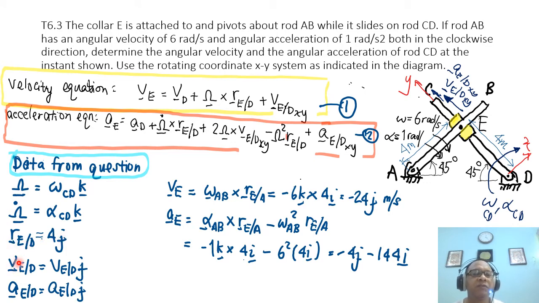What is the velocity of E relative to D? I do not know, but I know that the direction is in the J direction. The slider can move up and down, so it is in the direction of positive Y. So the magnitude is V relative and the direction is J. So I put VE relative to D, J. Similarly, what is the relative acceleration? No, I do not know the relative acceleration. But slider E can move up and down these slides. And therefore, the relative acceleration of E relative to the origin is in the positive Y direction. Therefore, AE relative to D is in the J direction.